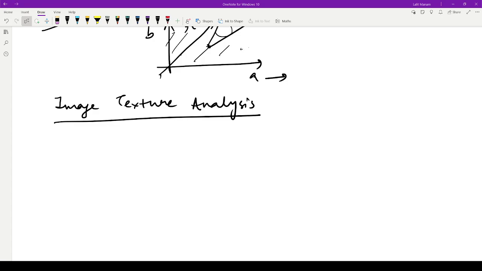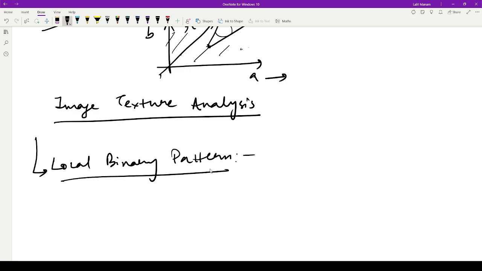There are many other things, and then local binary pattern is also there. So why do you think local binary pattern came up? That's one of the ways to do texture analysis. Anyone? Why local binary pattern? Some simple intuition.